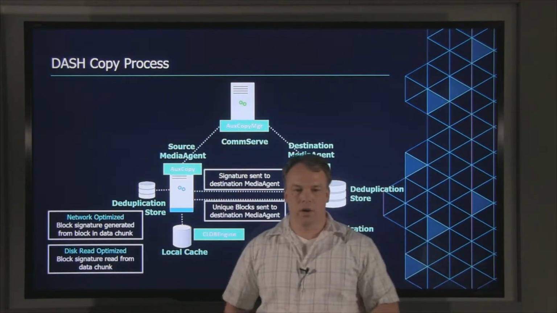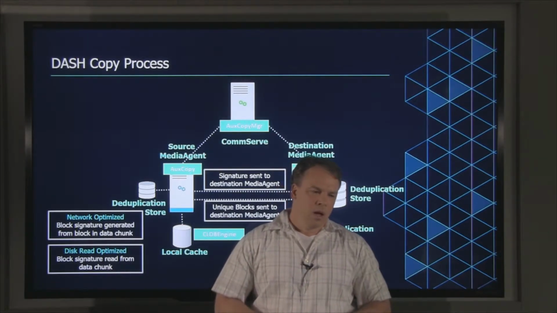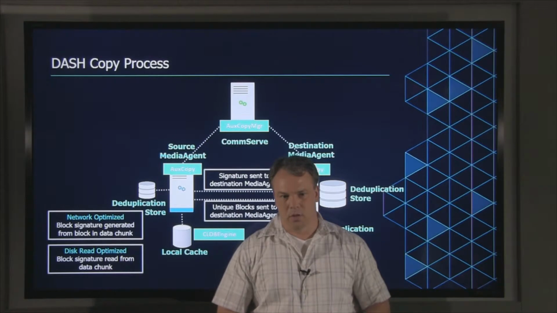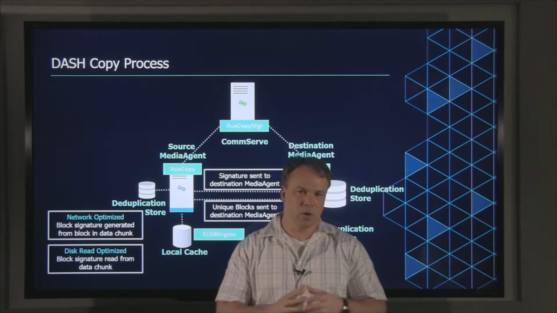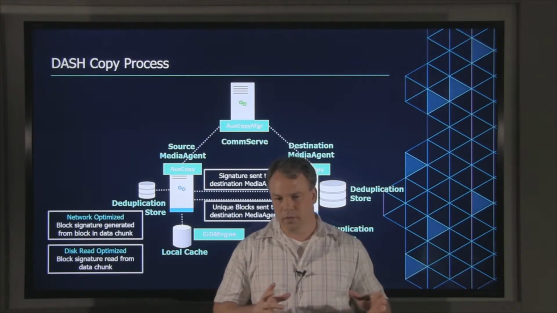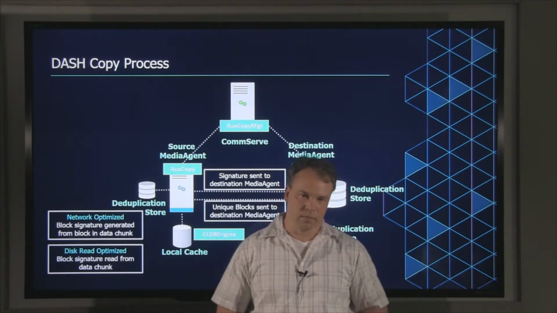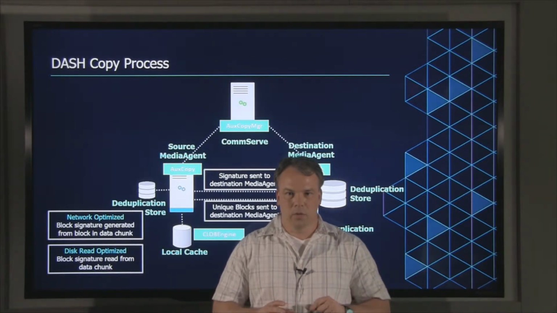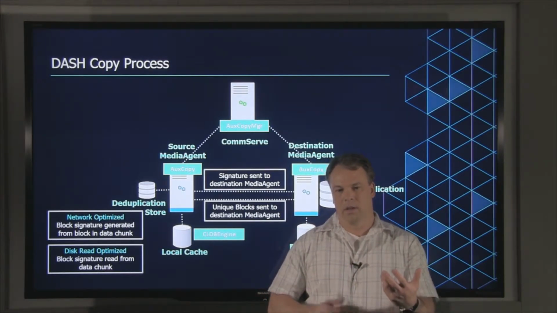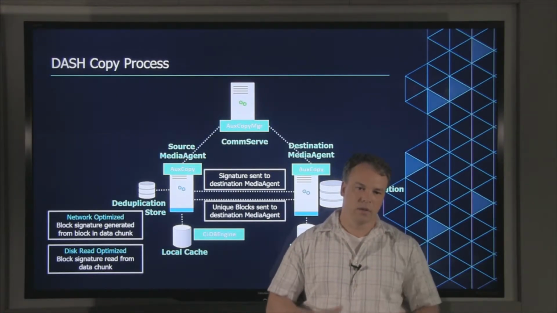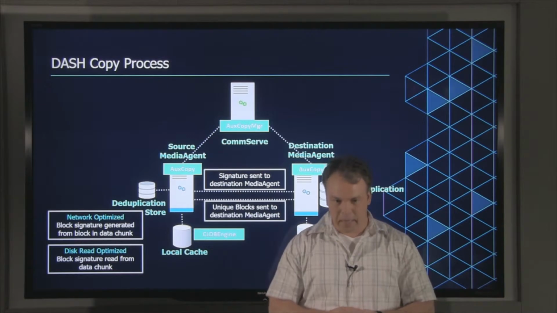So I want to jump forward and talk about dash copy, because dash copy has confused a lot of people because of these two options when you enable dash copy: network optimized and disk optimized. And the names are a bit deceiving, because whether you do disk or network optimized, it has no effect on what data is transmitted over the network. I like to use this analogy of a synthetic full is to network optimized as dash full is to disk optimized. So I'm going to explain what that means, and then I will repeat what I just said.